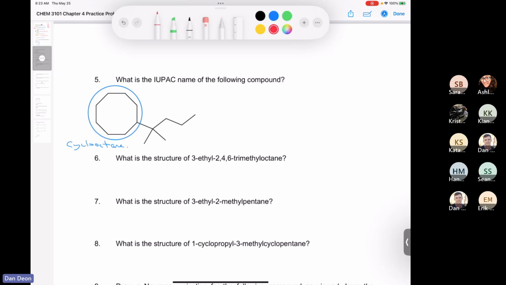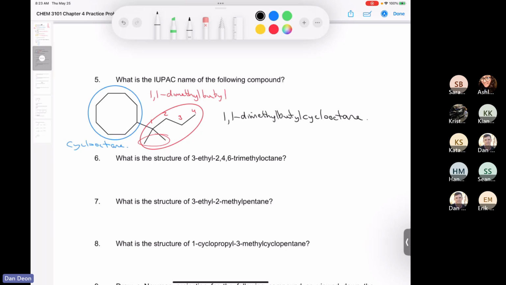Absolutely. And now this group that's over here is way too big. We don't have any common name for this guy, so we've got to come up with a name for it. All right, so what do we do? We count the number of carbons in the longest chain. So we have a butyl, and then we have a 1,1 dimethyl. So this group, you would call a 1,1-dimethylbutyl. So we have 1,1-dimethylbutylcyclooctane. So we can just put all that together. 1,1-dimethylbutylcyclooctane.